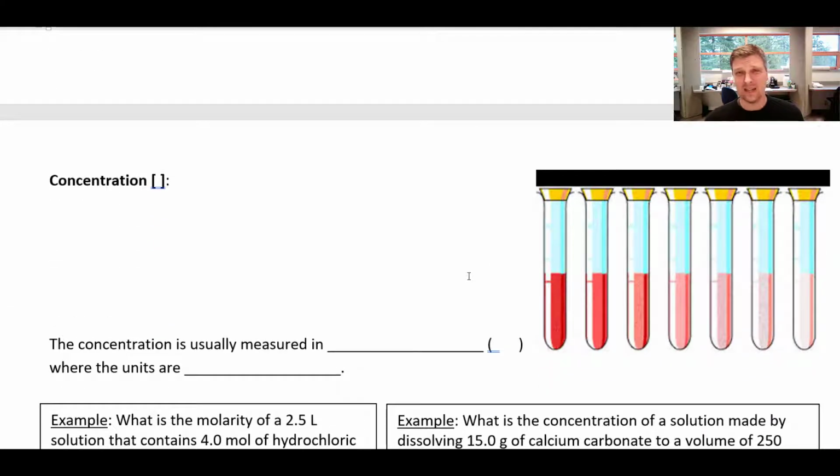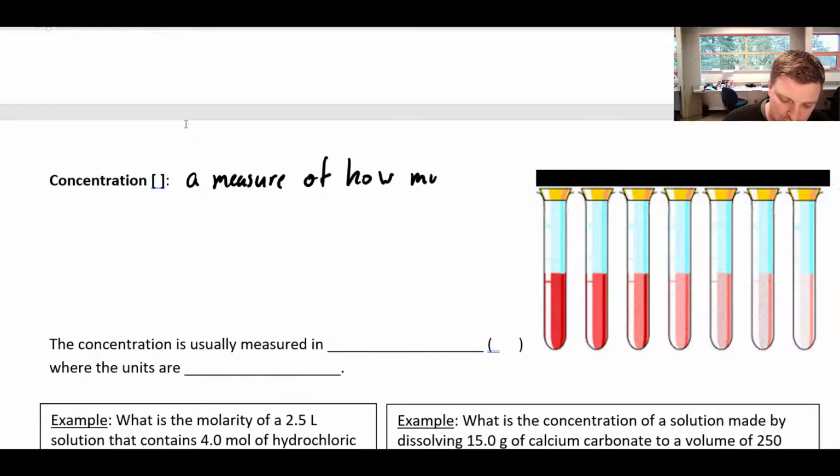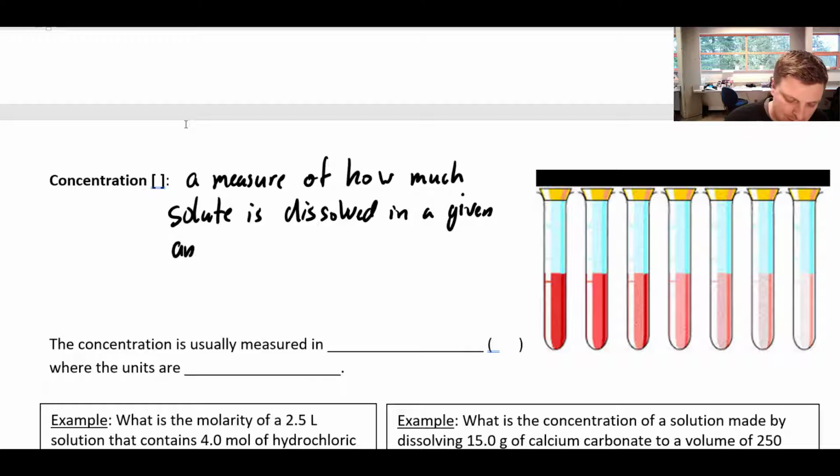So that brings us to this idea of concentration. Now, kind of oddly, one of the symbols for concentration are these little square brackets that you see right here. So when we're talking about the concentration of something, we put a little square bracket around it. And concentration is really just a measure of how much solute is dissolved in a given amount of solvent.